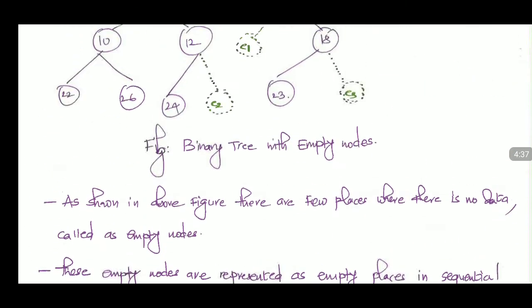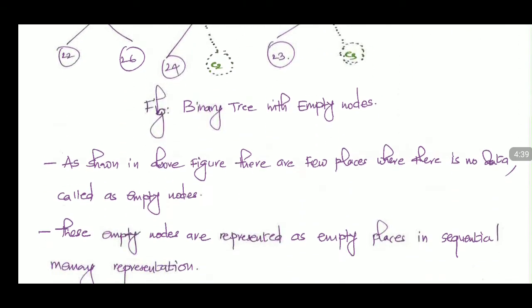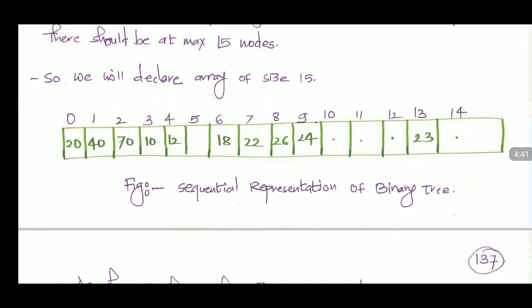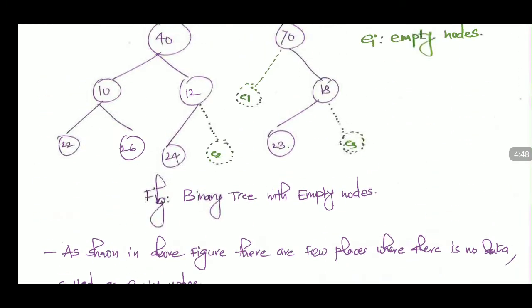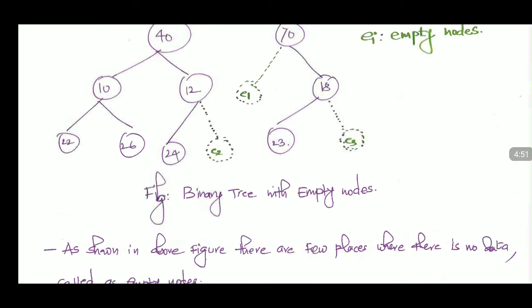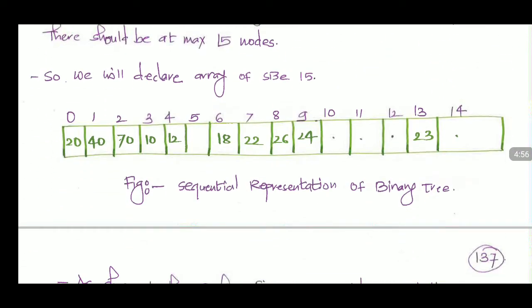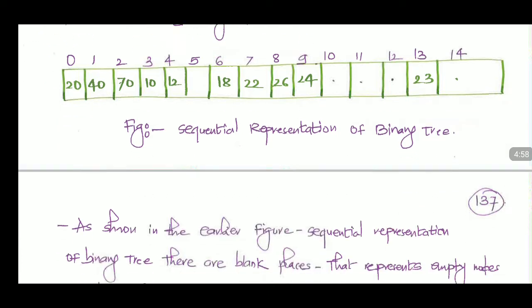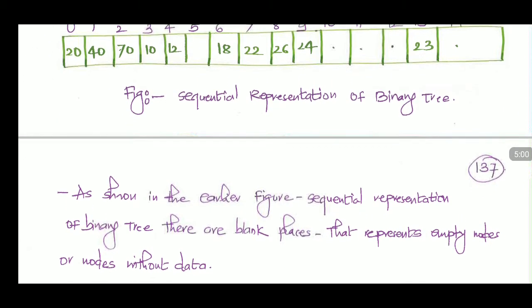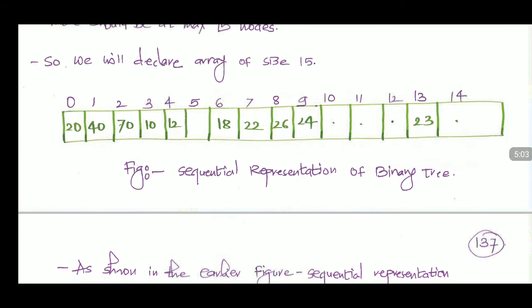Then at the next position we included 18, then 22, 26, 24. After 24 there are 3 empty places, so we included those empty places as well. Now, in this fashion, we will be doing a sequential representation of a binary tree.